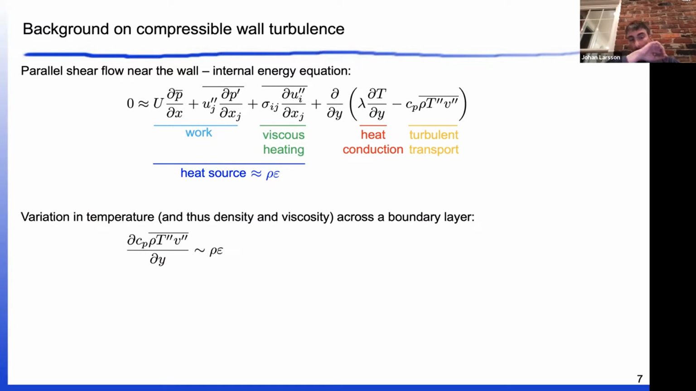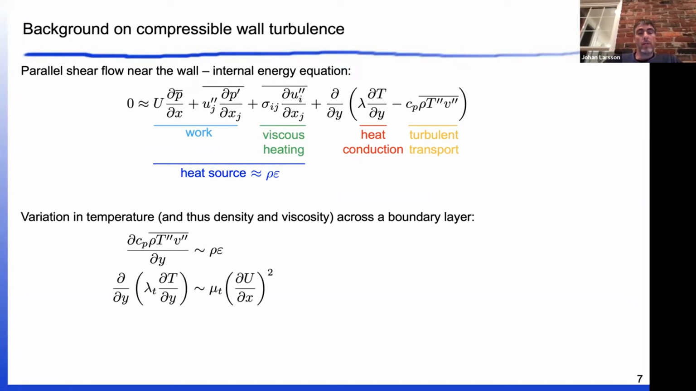You can use this equation to understand that in a high-speed boundary layer, there has to be a non-uniform temperature throughout it. One way to estimate how big that effect is, if we go above the viscous layer here, is to assume that the turbulent transport term and the viscous heating term, the dissipation rate, are similar in magnitude.